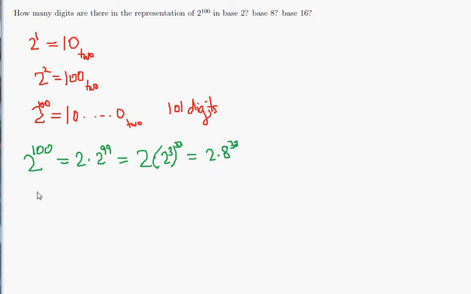And so if I were to write 2 to the 100 in base 8, there would be a digit of 2 in the 8 to the 33rd spot, followed by 33 zeros, base 8. So this would be 8 to the 0, 8 to the first, 8 to the second, up to 8 to the 32nd, and then 8 to the 33rd would have a 2 digit. So this way it would be 34 digits.